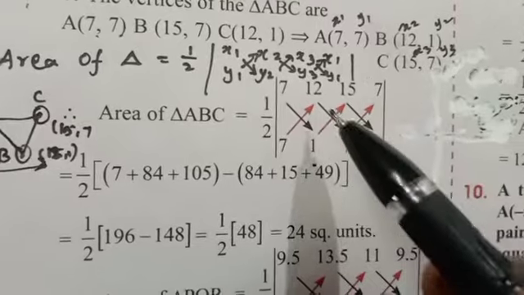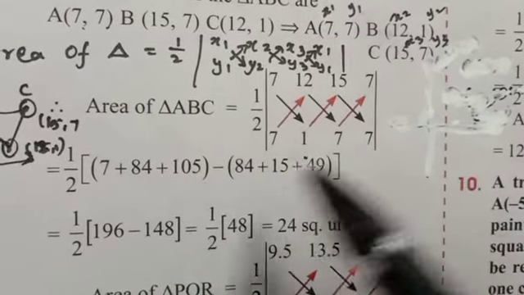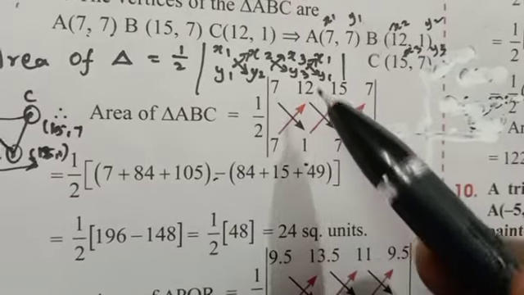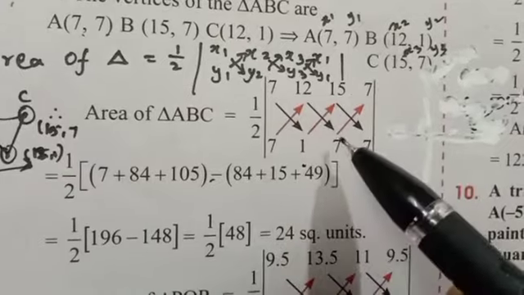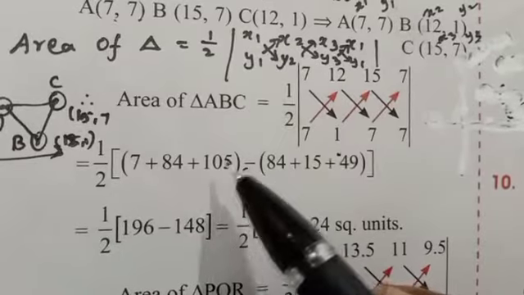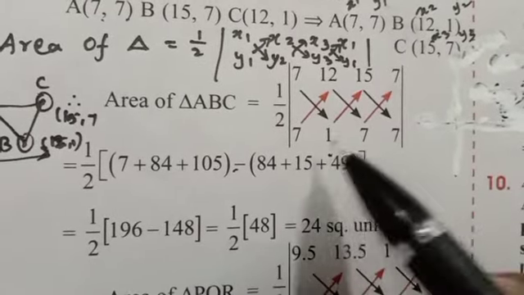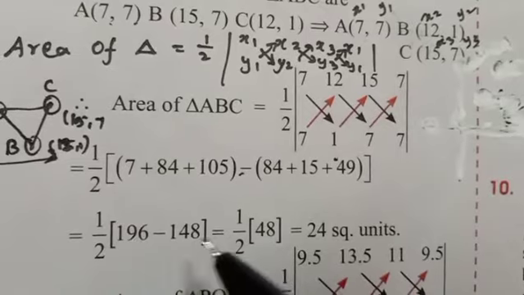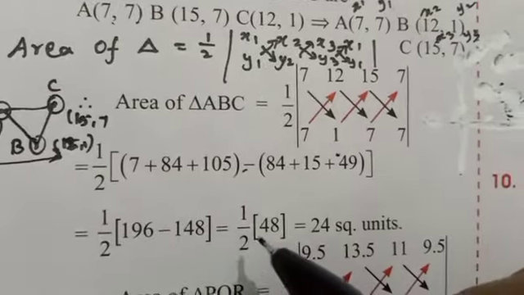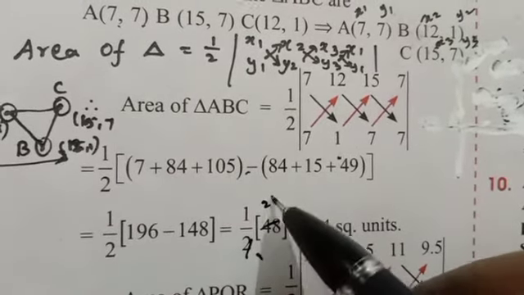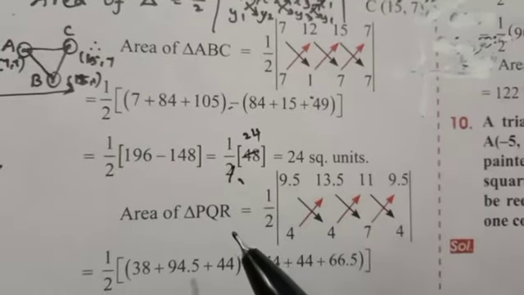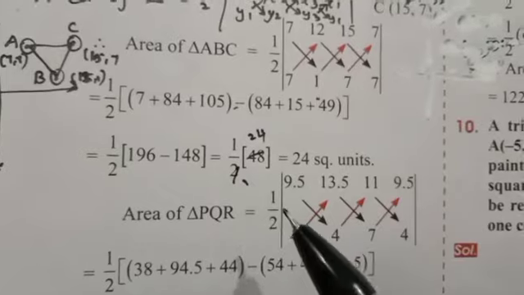7 into 7 is 49, 12 sevens are 84, 15 into 7 is 105. Minus, as in the formula: 12 into 7 is 84, 1 into 15 is 15, 7 sevens are 49. All are positive values. Add the first group, you get 196. Add the second group, it is 148. Subtract these two, you get 48. Then half of 48 is 24. So 24 square units.